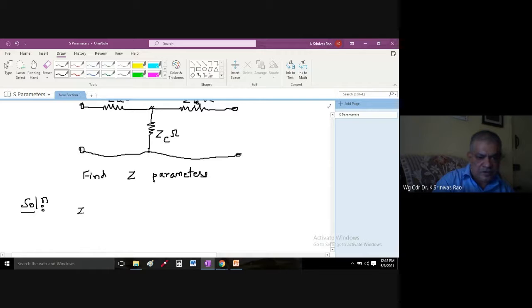So Z11, we know what the Z parameters are for a given network. That is Z11, Z12, Z21, then we have Z22 for a two-port network.